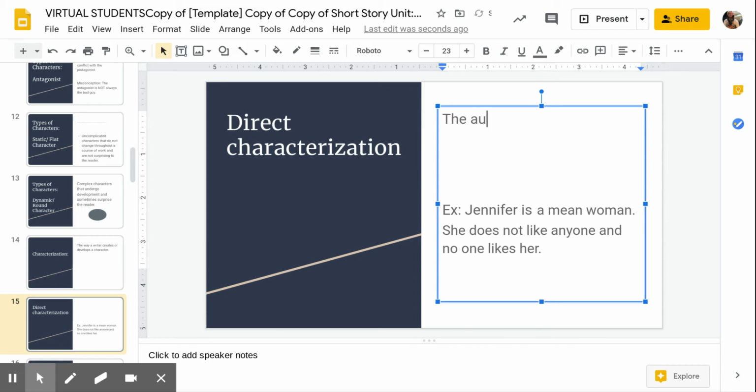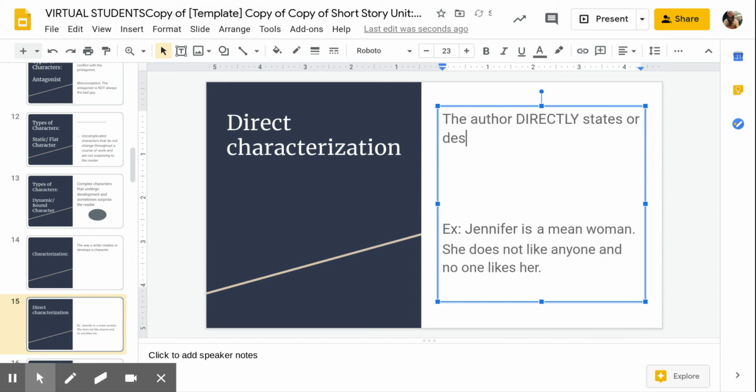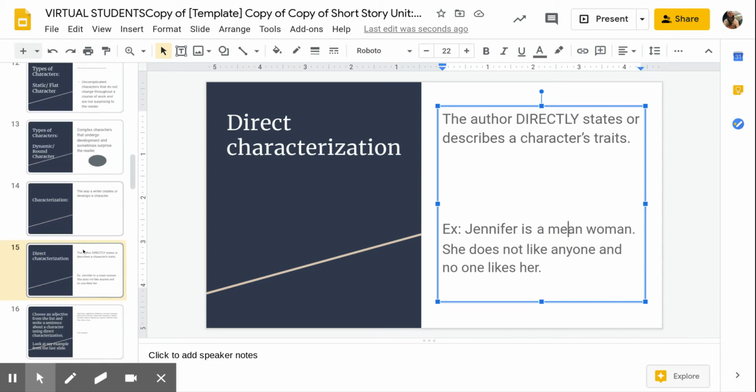So the author directly states or describes a character's traits. And the example here: Jennifer is a mean woman. She does not like anyone, and no one likes her. So instead of beating around the bush, they just come out and say it. Jennifer is a mean woman. As opposed to indirect, which I'm going to go to right here in just a second.